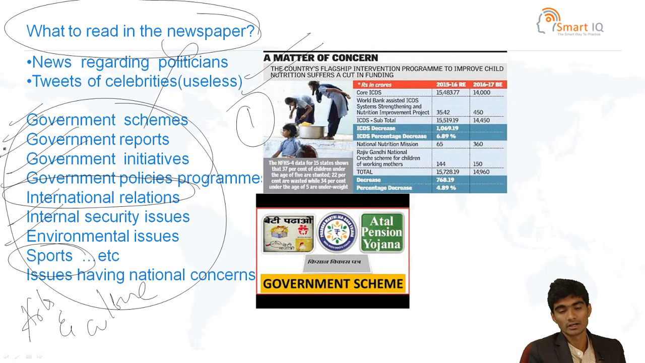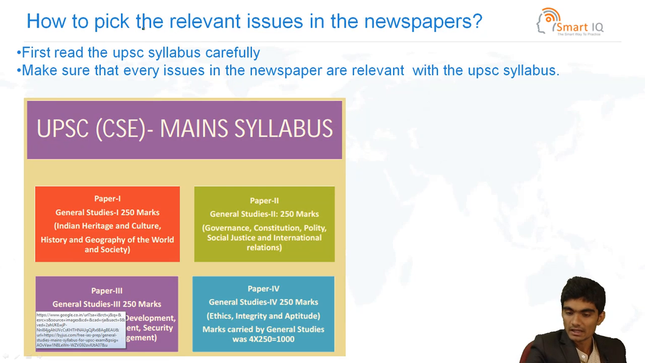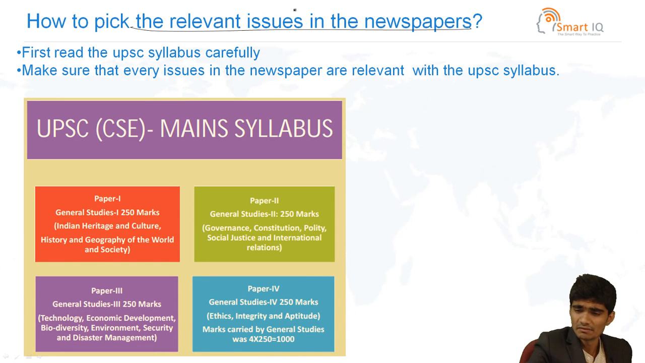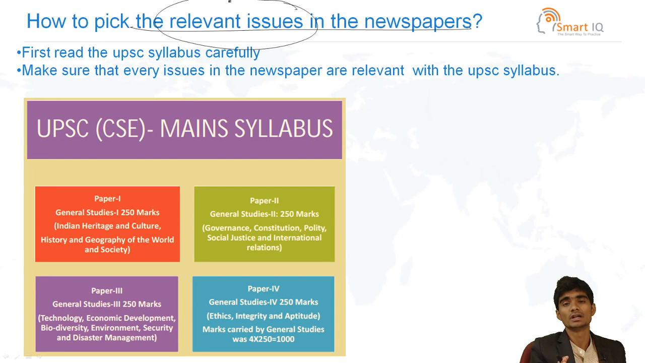So moving on, I think you are clear with what to read in the newspaper. Moving on to the next question for beginners: how to pick relevant issues in the newspaper. What are relevant issues actually? Relevance is nothing but the topics mentioned in the UPSC syllabus. Something like Indian heritage, which I discussed in the previous slide also, Indian heritage, culture, history, geographical news, news about India and the world, Indian society, Indian governance, issues regarding the Indian Constitution, news from Indian polity, schemes of social justice, and international diplomatic tie-ups with India.